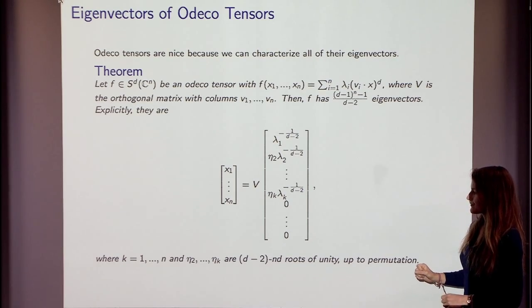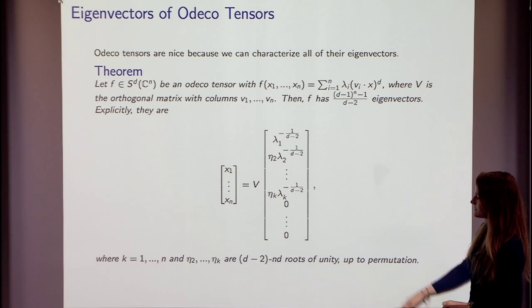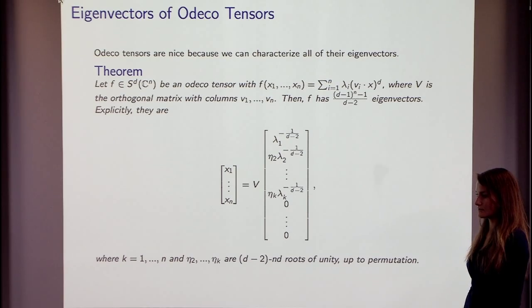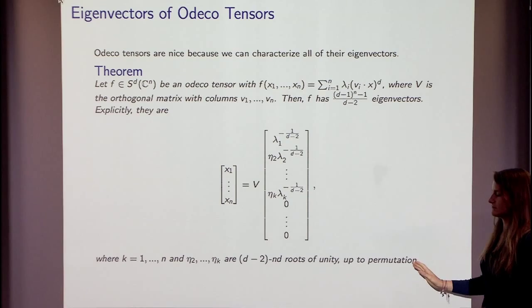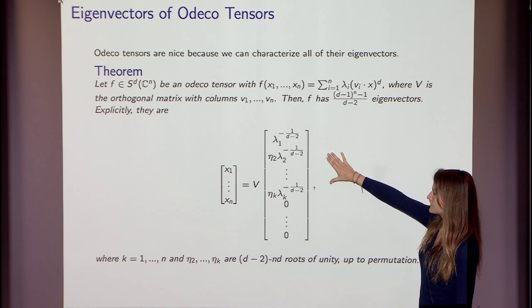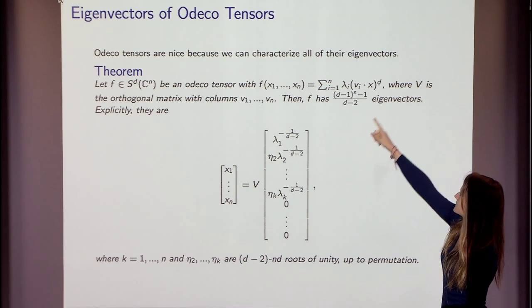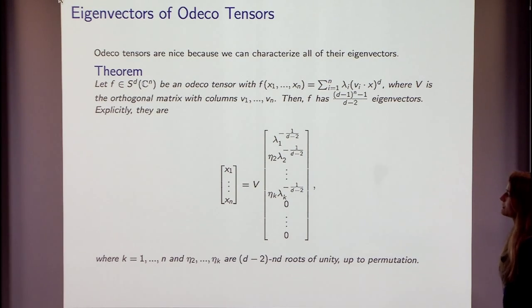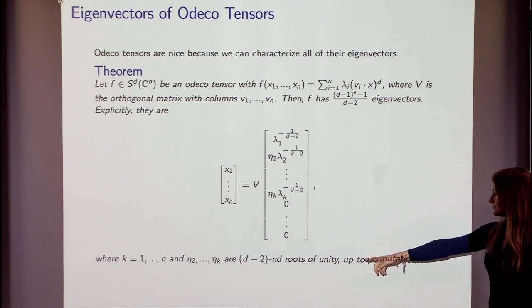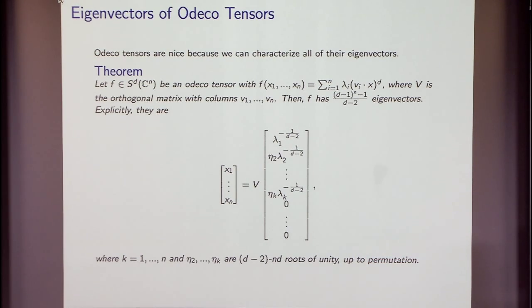You pick a number k from 1 to n, and you set n minus k of the entries to 0. Here I've set the last n minus k entries to 0, but I can set any permutation to 0, and then the rest of the entries are given by this. You take the lambdas to the power minus 1 over d minus 2, and then you pick some (d minus 2)-th roots of unity, any (d minus 2)-th roots of unity. This will give all of the possible eigenvectors of the tensor.